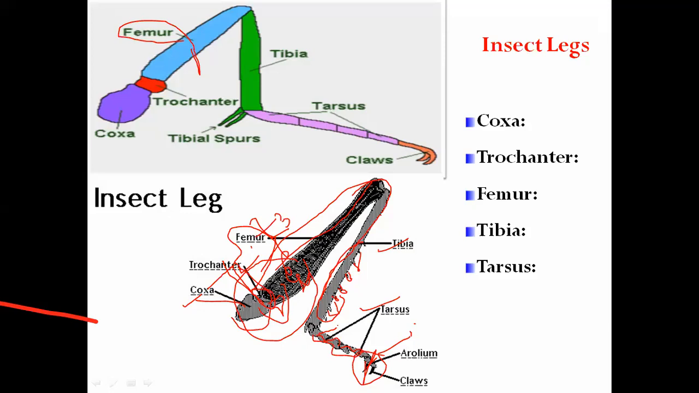Okay, so these segments do not move independently, because on the lower side there is a pad-like structure present on the tarsus. That pad-like structure is known as the planchuli, also called plantuli. Because they do not move independently, there are 3 pairs of pad-like structures, known as plantuli, on the lower side of the insect tarsal region.